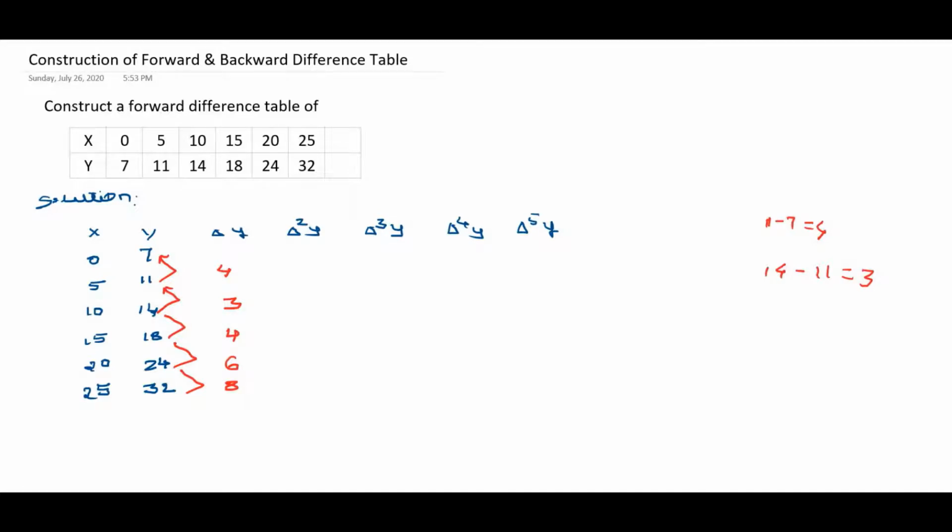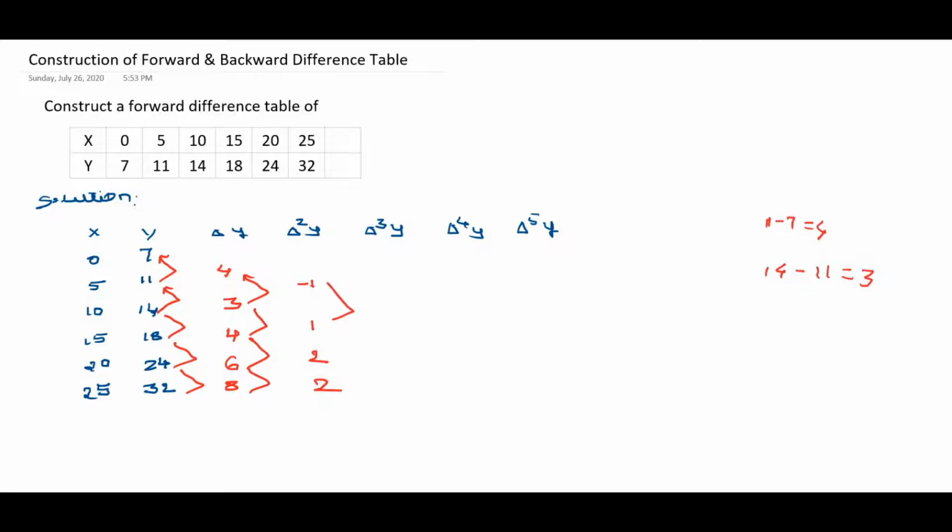Then again, to find the second forward difference, 3 minus 4. 3 minus 4 is equal to minus 1. 4 minus 3 is equal to plus 1. 6 minus 4 is equal to plus 2. And 8 minus 6 is equal to 2. Continue in the same way.